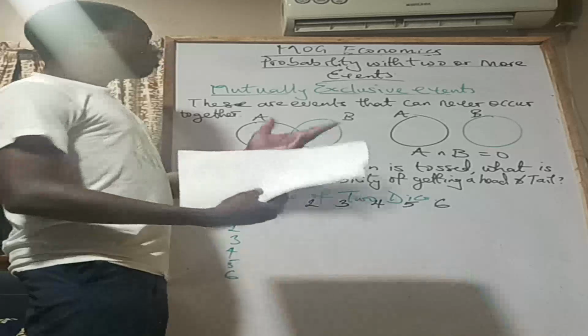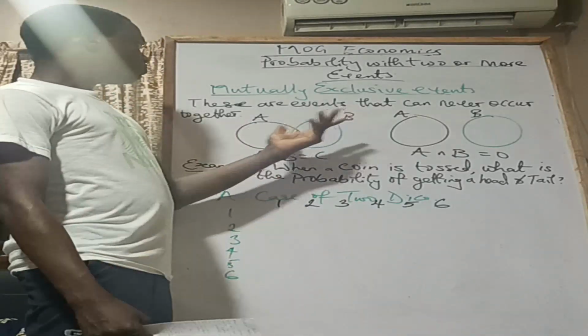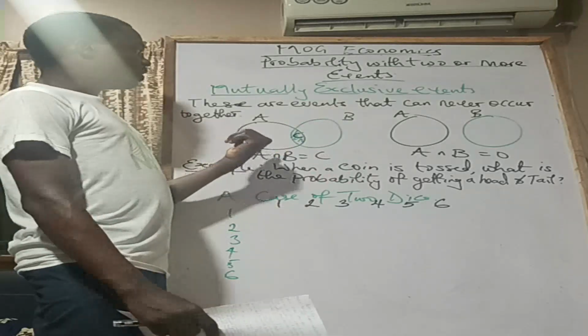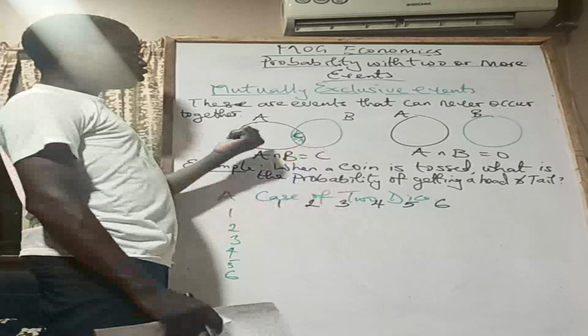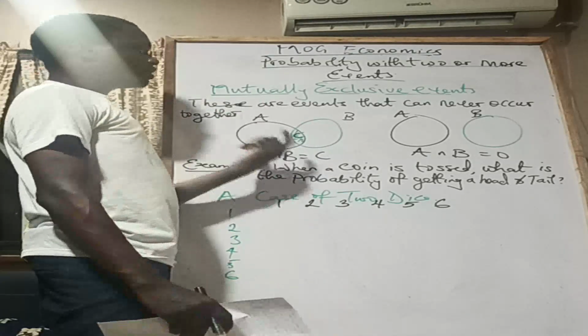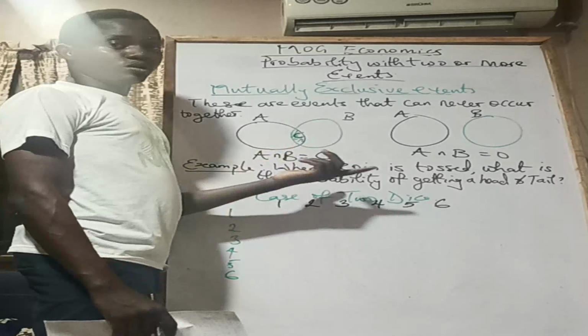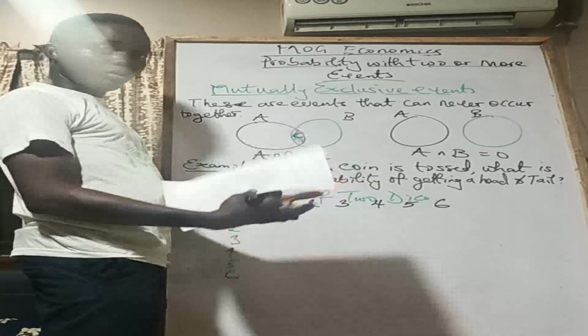We can demonstrate that using Venn diagrams. In the first, you have circle A and circle B, and we see that there's an intersection in between the two, and that intersection is equal to C. So here, these events are not mutually exclusive, because A intersection B gives you a C. There is something in common.